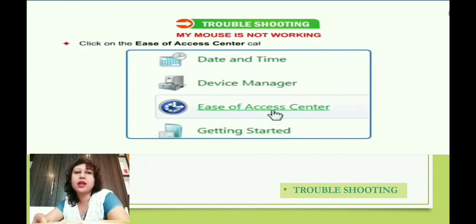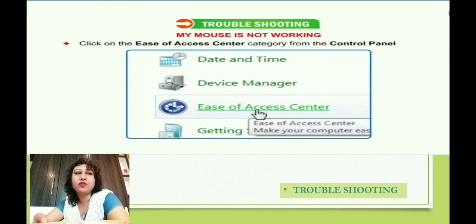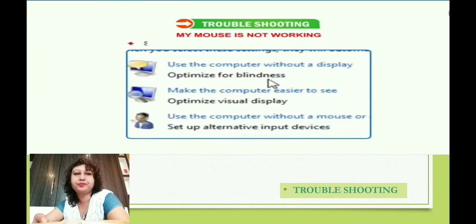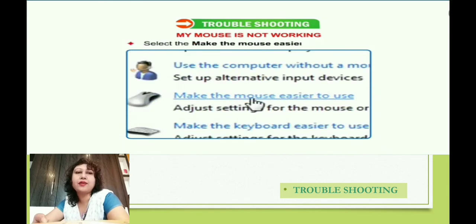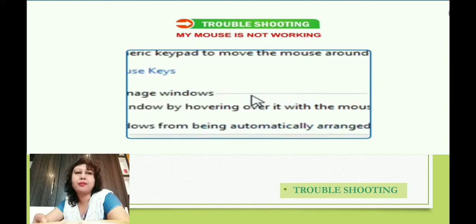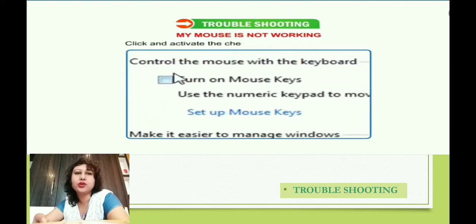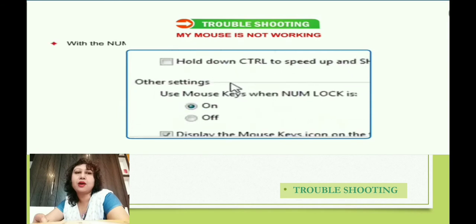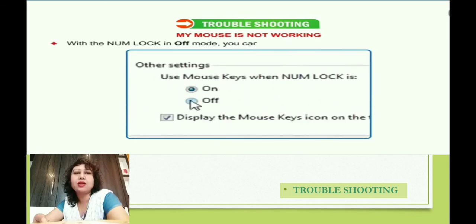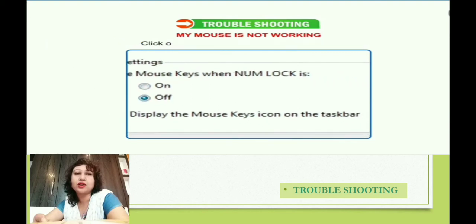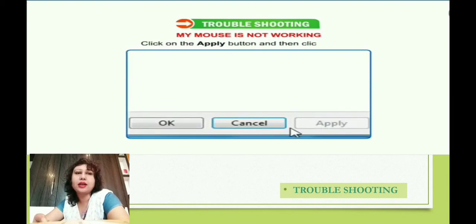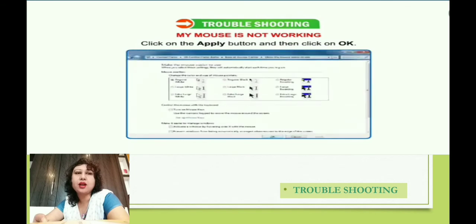For that we have to click on the ease of access center category from the control panel window, and then select make the mouse easier to use, click on activate, and check turn on mouse keys. Then we have to select the mouse keys option, and with num lock in off mode we can use the numeric keypad for mouse functions. Then we click on the apply button and then click on OK.